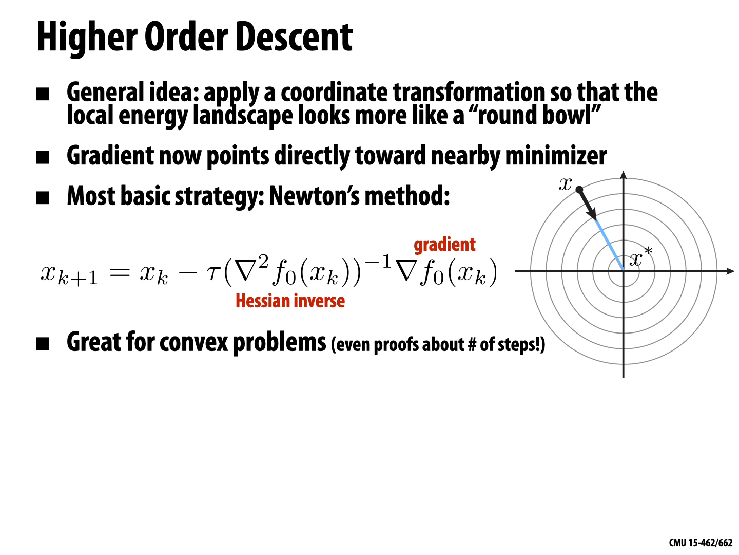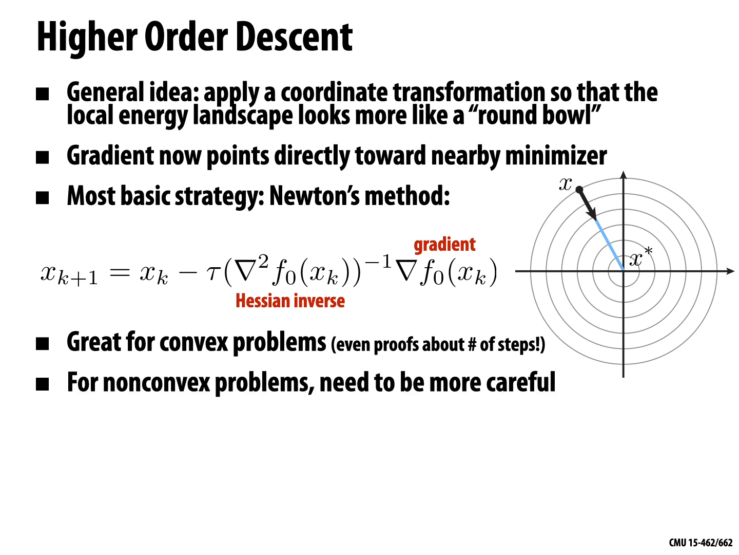Okay, so super fast. For non-convex problems, however, we need to be more careful. The reason we need to be more careful is that the Hessian is not always positive definite. And so the point that we find with Newton's method might not be a local minimum, but might be more like a saddle point. It's not really making progress towards the minimizer. Okay? But for convex problems, Newton's method is a rock-solid strategy.